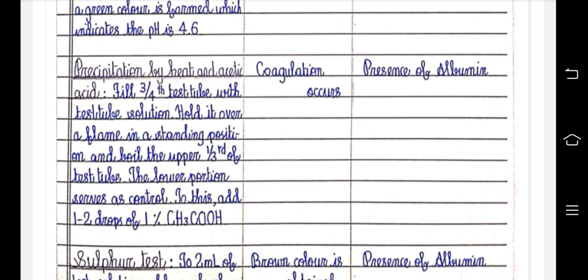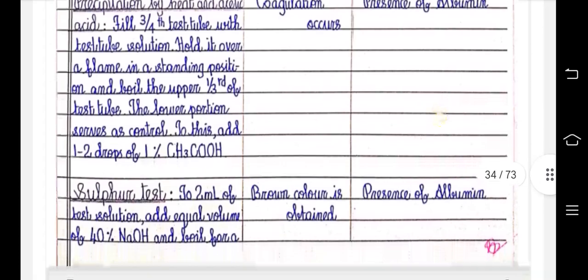Then precipitation by heat and acetic acid. Fill 3/4 of the test tube with the test solution. Hold it over a flame in a standing position and boil the upper 1/3 of the test tube, and the lower portion serves as a control. To this add 1 to 2 drops of 1% CH3COOH. Coagulation occurs, presence of albumin.